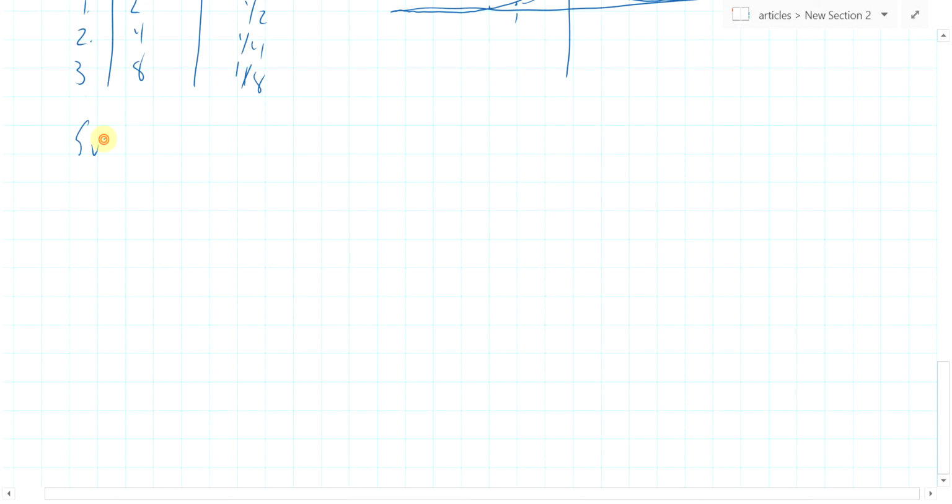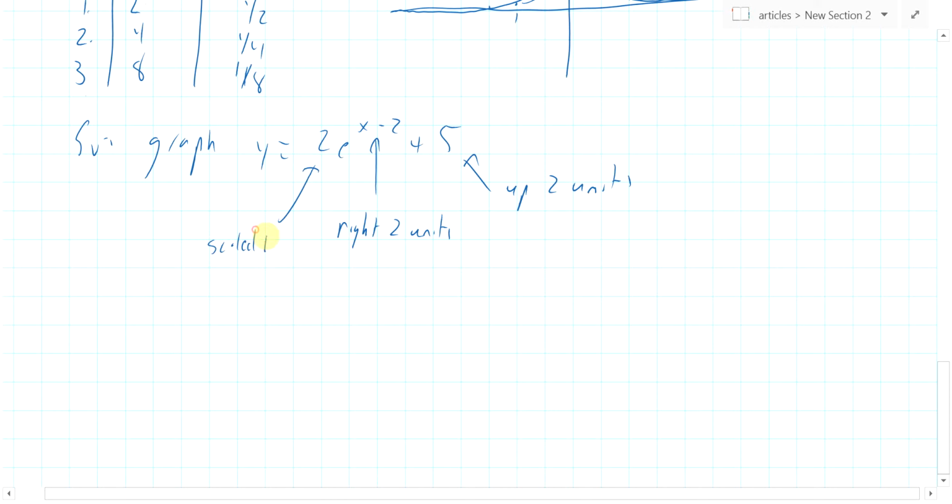Okay, so suppose we want to move graphs around. Well, we know how to do this because we did this with parabolas, we did this with square roots and stuff. So suppose we want to graph y equals, say, 2e to the x minus 2 plus 5. Right? X minus 2, that means it's moved right 2 units. The plus 5 is up 5 units. And it's scaled by 2. And when we're building these graphs, start with the right by 2 units, then by the scaling factor, and then by the up 5 units.